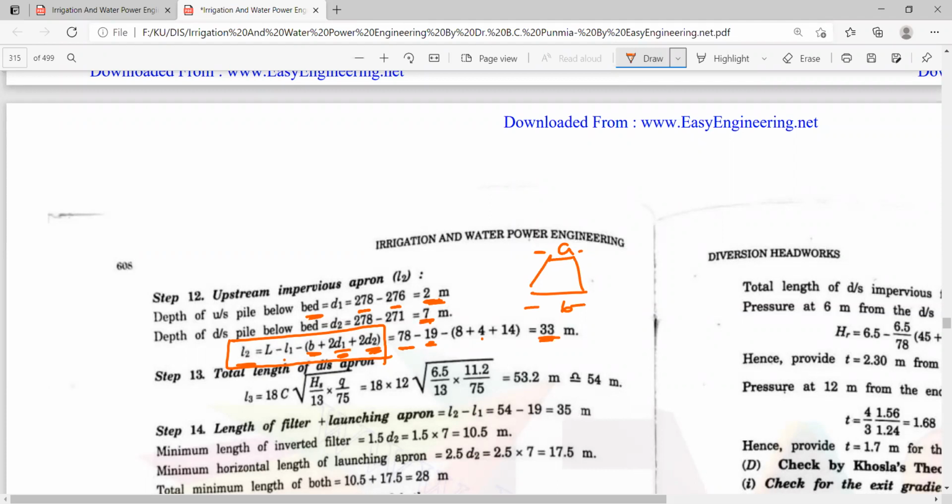So this is the upstream side impervious off run, the total length of off run on the upstream side. Now the total length of off run on the downstream side.